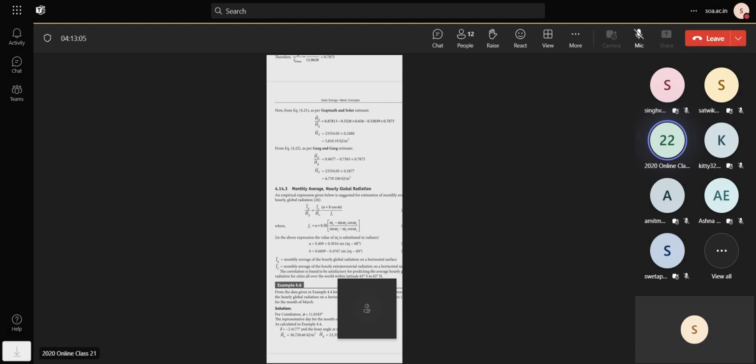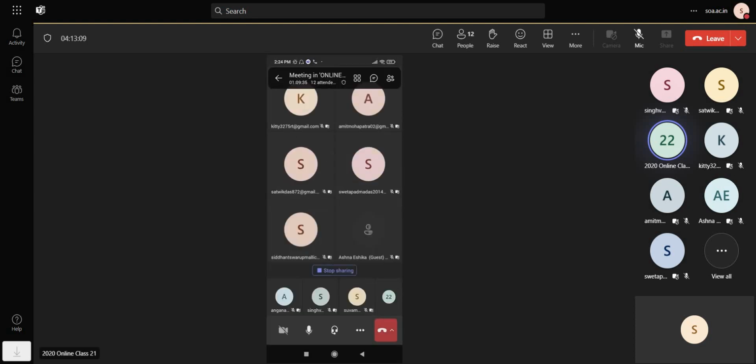What others are doing? Anybody following? Satvik Das, are you following? Amit Mahapatra? Siddhant Sarup Malik, have you done anything? Yes, sir. I'm following. What is A value? Can you tell me? I'm calculating, sir. Okay. Then I0 value?